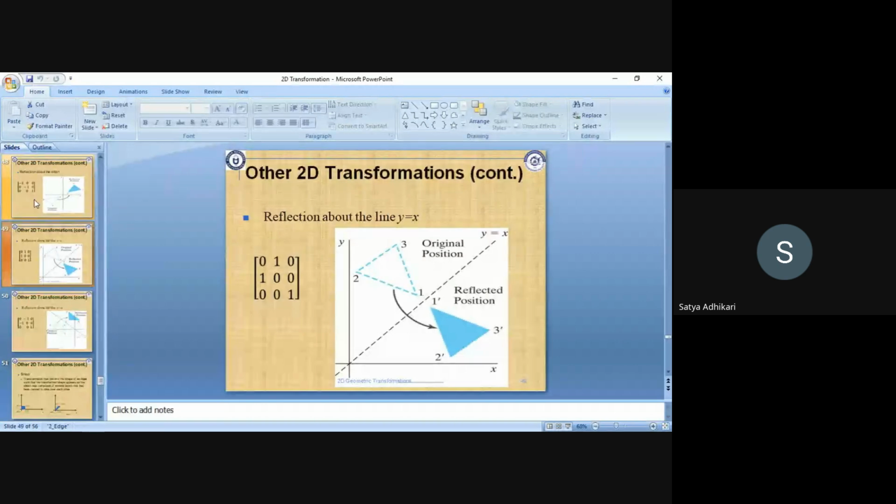So you see the matrix 0 1 0, there are no negative signs because the original position remains in the same quadrant. So there will be no negative sign.